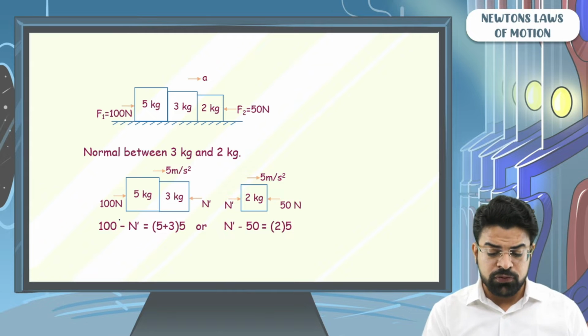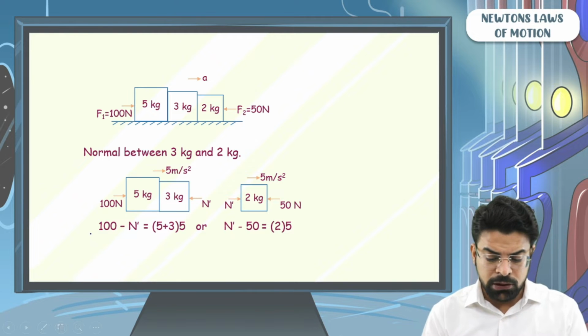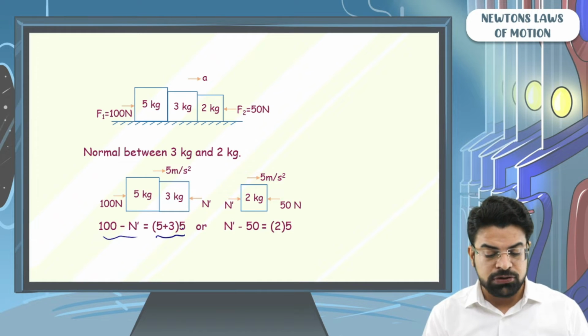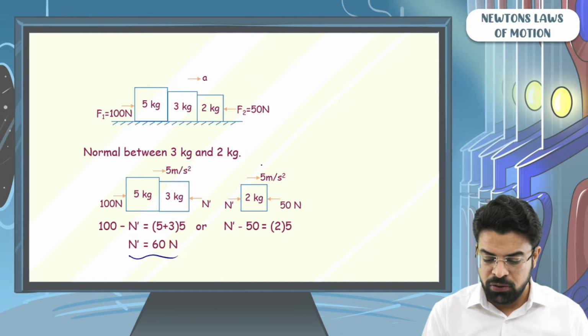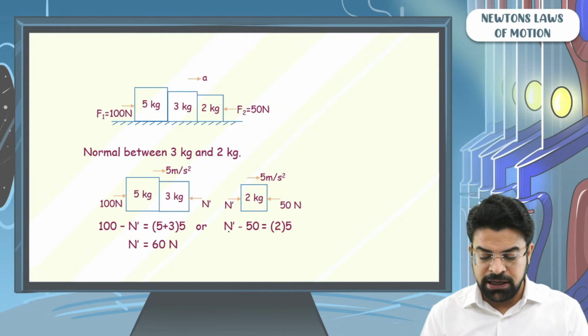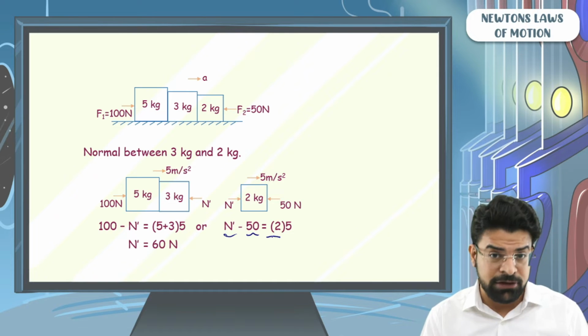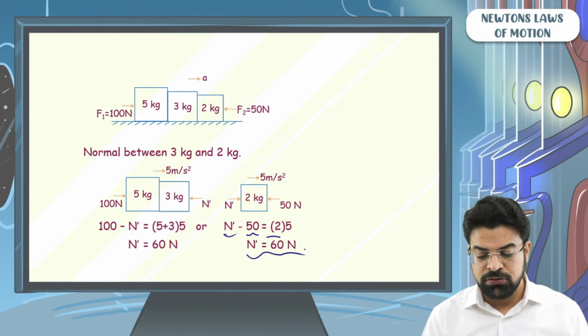If you find N dash from here, you can see 100 minus N dash equals 8 into 5, that is 40. So 100 minus N dash equals 40. So you get N dash equals 60 Newton. Or you will get the same result if you look at the 2 kg block. You will say that N dash minus 50 equals 2 into 5, that is 10. So N dash has to be equal to 60 Newton.